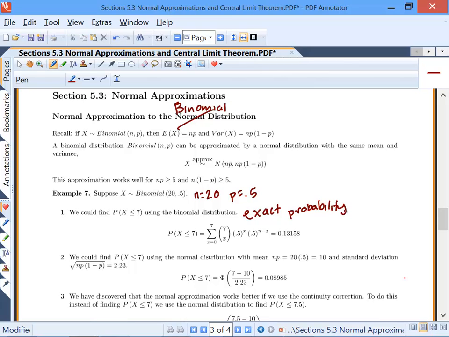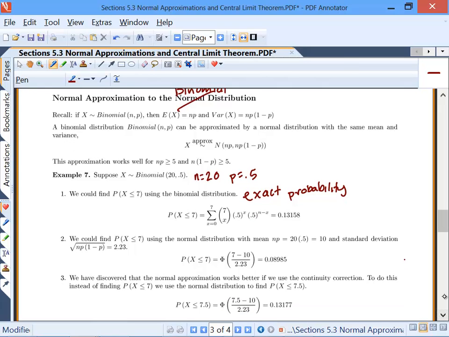So x has a binomial distribution, so if I use the binomial distribution to find the probabilities, I'll get the exact probability. So to do that, for each x value, I would have to plug it in to this equation. So I'd have to do that for 0 all the way up to 7 and add up those probabilities. That would take a fair amount of time. Okay. Or you could use the normal approximation.